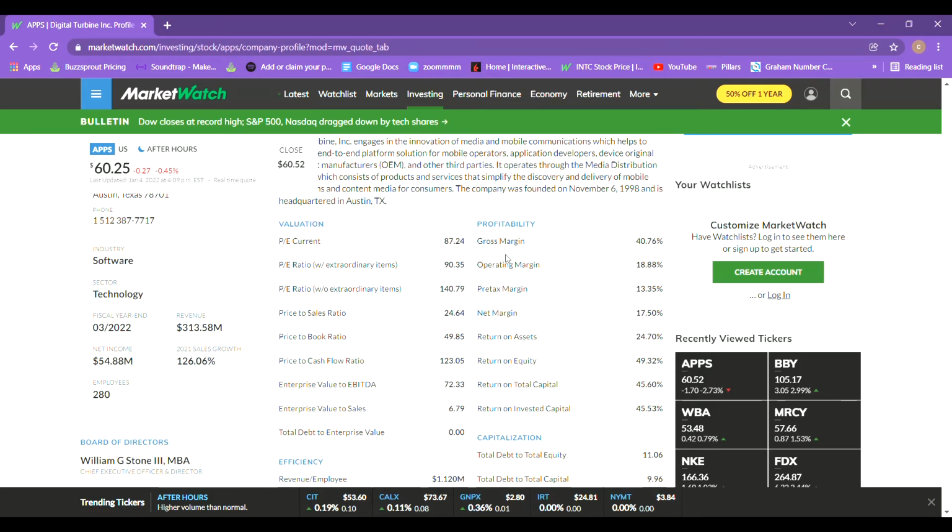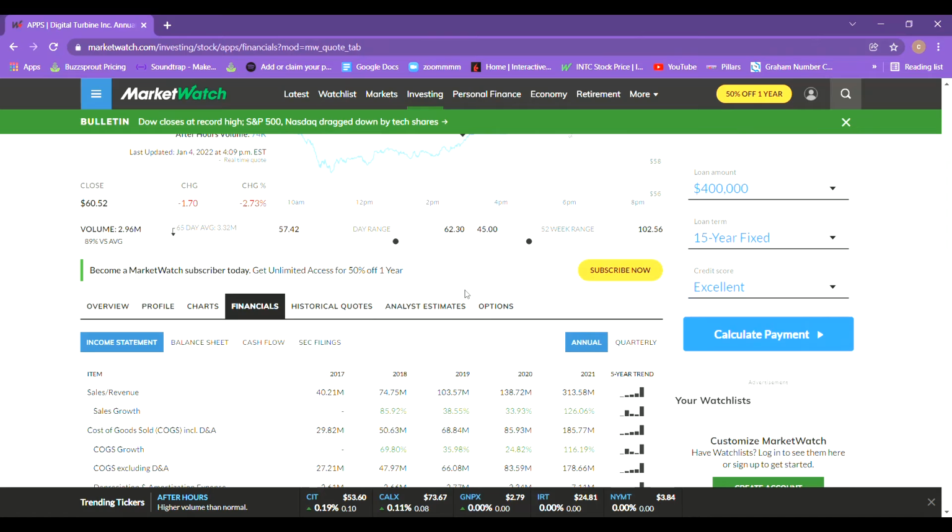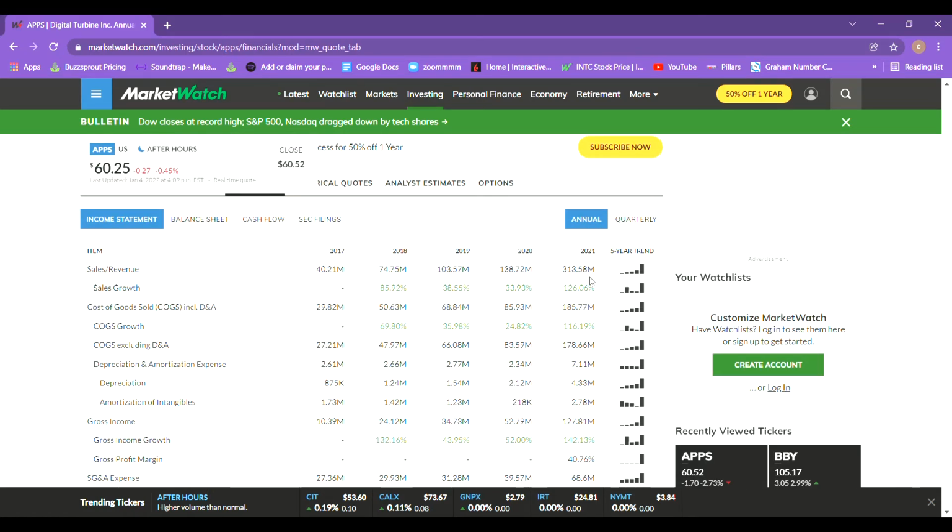Before we look at the income statement, I want to see what their gross margin and return on invested capital is. Right now, the gross margin is at 40%, which is good because you don't want to see it be lower than 20%. Then with the return on invested capital, it's looking good at 45% as you want this to be 7% and above. Getting into the income statement, we're going to start off with the revenue.